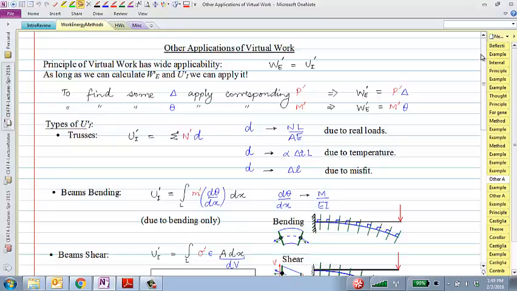But the principle of virtual work is so general that as long as you can calculate the internal energy stored in a structure, you can apply it even to situations where the beam does not have shear deformations negligible. So let me ask you this.